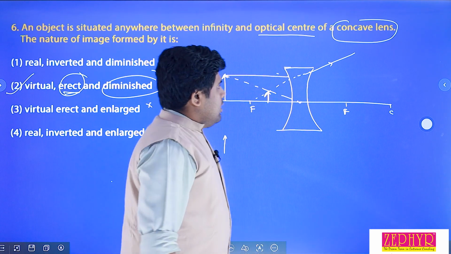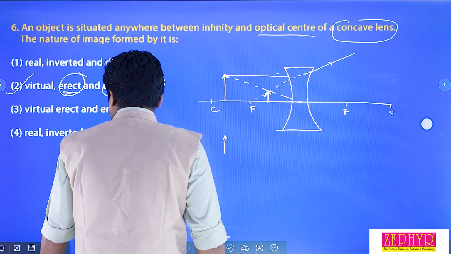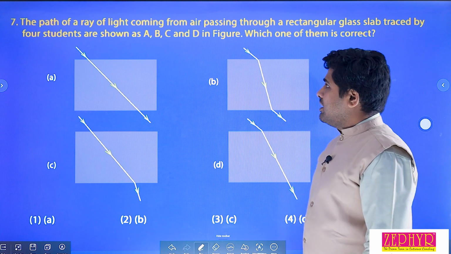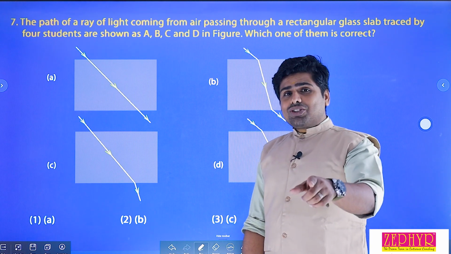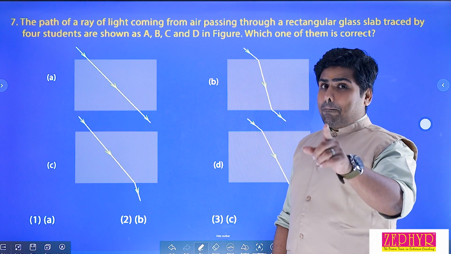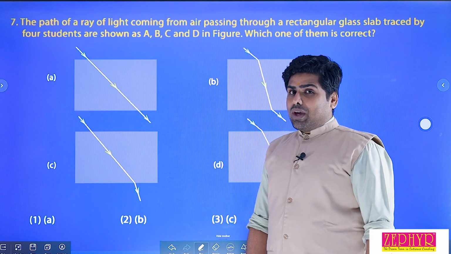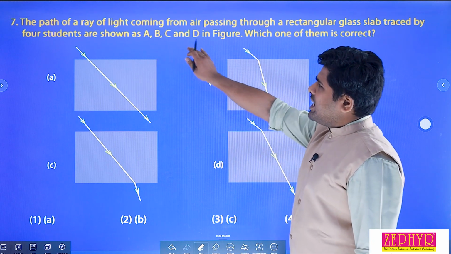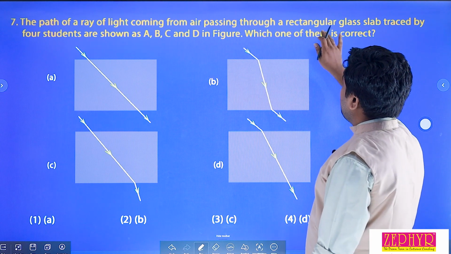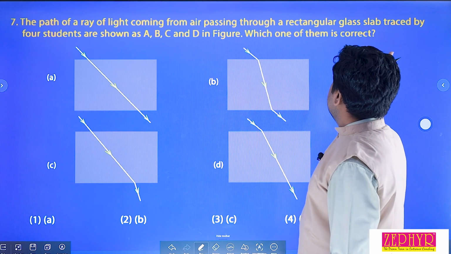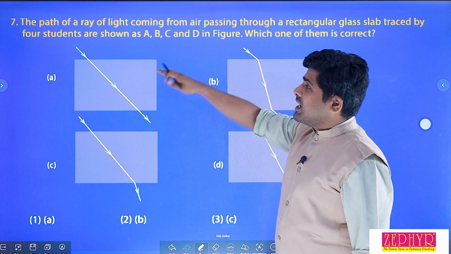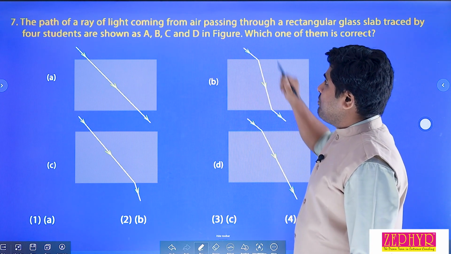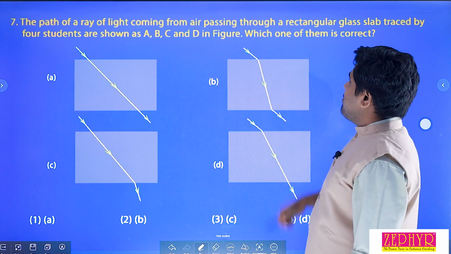Okay. Then again the next question, question number 7. See, this question is related to the refraction of light through a glass prism. Okay, through a glass prism. See, what is the question? The paths of a ray of light coming from air and passing through a rectangular glass slab, traced by 4 students, are shown as A, B, C and D in the figure. Which one of them is correct?